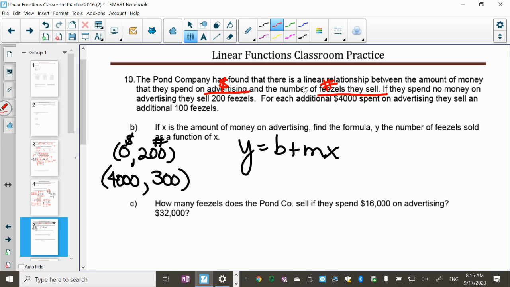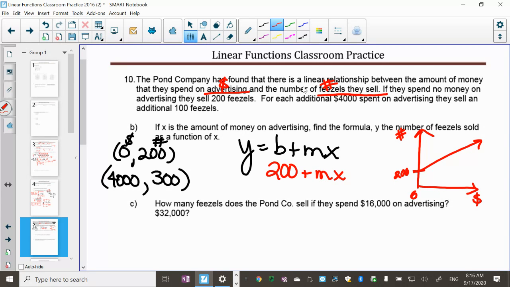I know my B. How come I know my B? The X is 0. So this is basically telling you this is my beginning. B is my beginning, right? So I'm going to show you a picture. Ready? If I'm going to label this, you already told me money is going to go here, and the number of feasels is here. They said they sell 200 if there's no money. So right here at 200 is where they start, and it grows. That's why it's a 0 there, because you didn't spend any money on advertising, but you still sold 200 feasels. That makes sense? So I can put the 200 in the B spot, right off the bat. That's nice, because that's not work I have to do yet, okay?